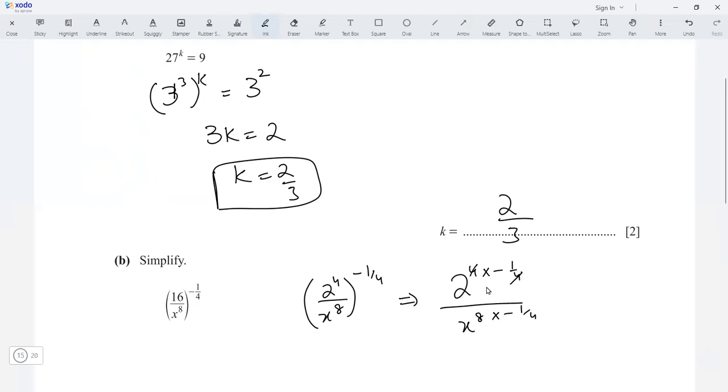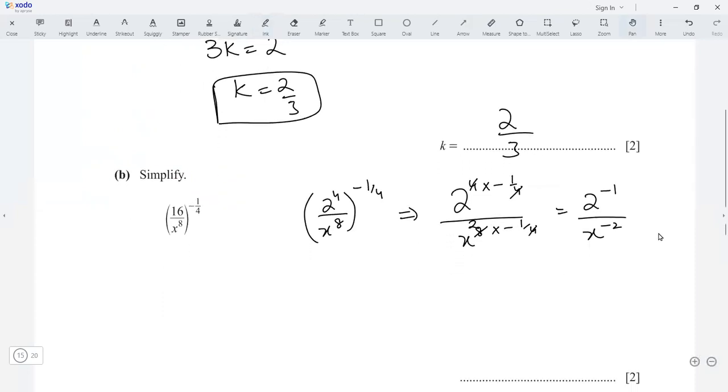So 4 and 4 will be cancelled. 4 times 1 over 4 is 1, and 8 times 1 over 4 is 2. So it will be 2 raised to the power of minus 1 and x raised to the power of minus 2. The result must have positive powers of the variables and constants. So how to make 2 raised to the power minus 1 positive? We have to bring this downwards. It will be 2 raised to the power 1. No need to write 1 in the power, and it will become x squared. So x squared divided by 2 is the final result for the simplification of part B.